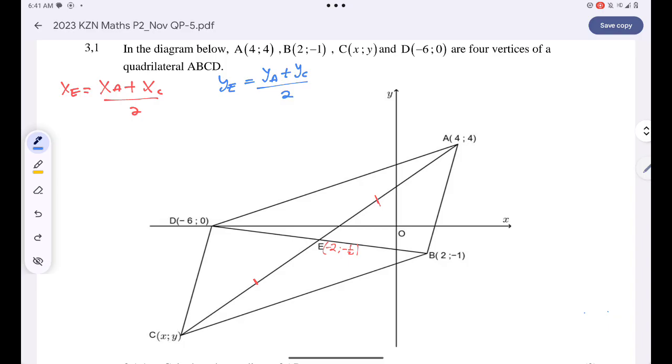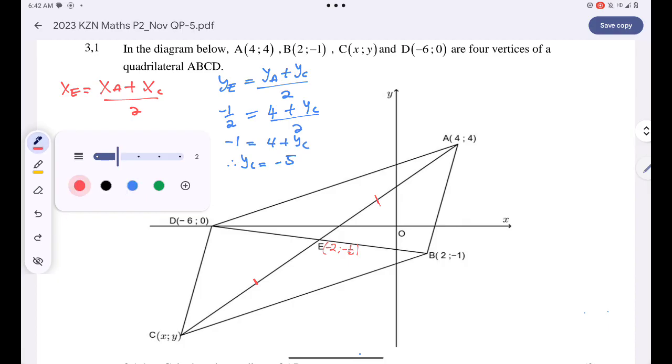Okay, let's start with y. The y value at E is equal to negative 1 over 2. The y value at A is 4 plus the y value at C all over 2. Whenever I multiply both sides by 2, I'll be left with negative 1 is equal to 4 plus the y value at C. So the y value at C is simply equal to negative 5.